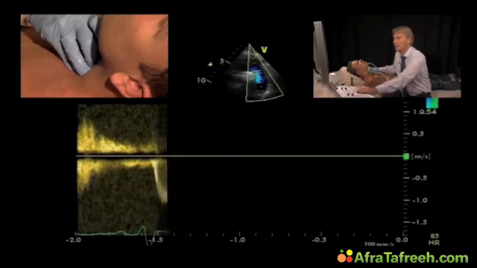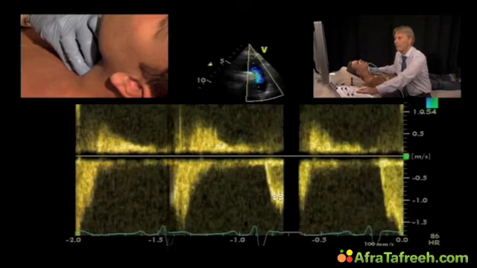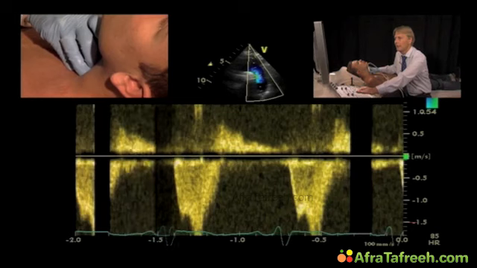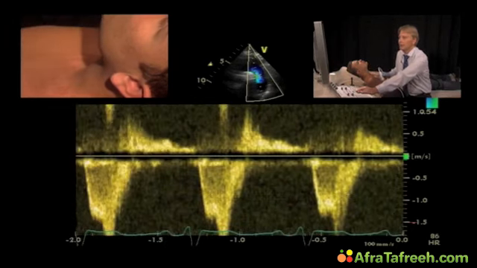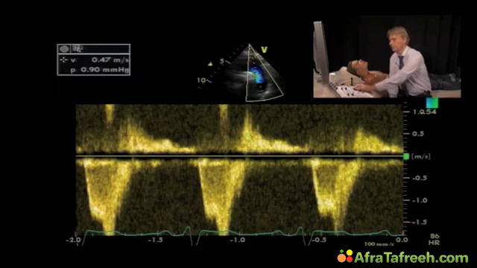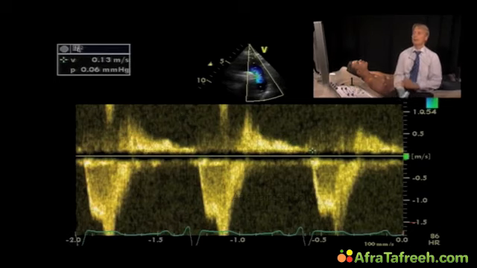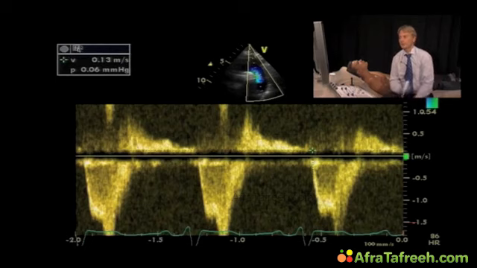And then we place the pulsed wave Doppler sample volume in the descending aorta. And what we get is a signal which looks like this. This is the elevated antegrade flow down the aorta, and this is the retrograde flow, which is holosystolic. And holosystolic flow usually means that there is significant aortic regurgitation.